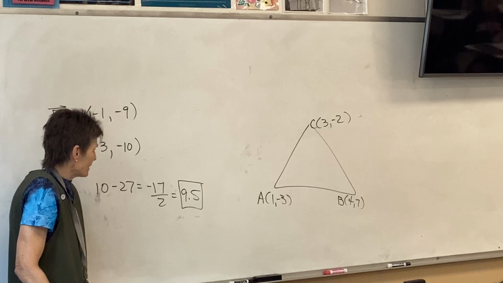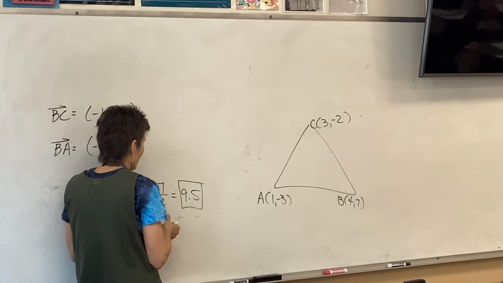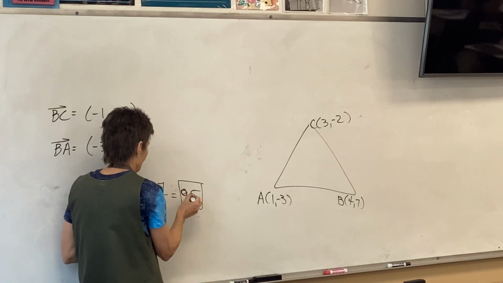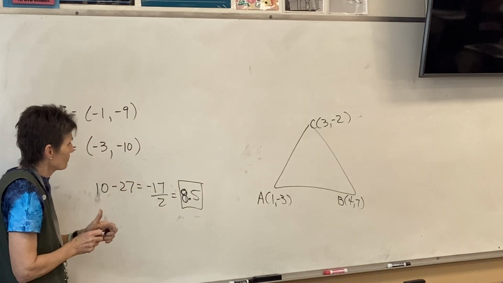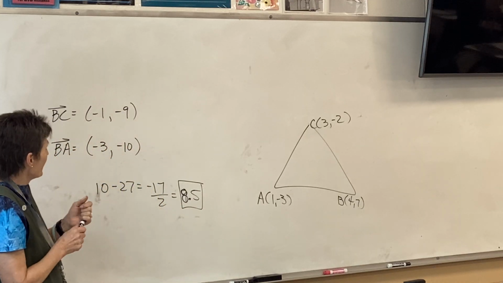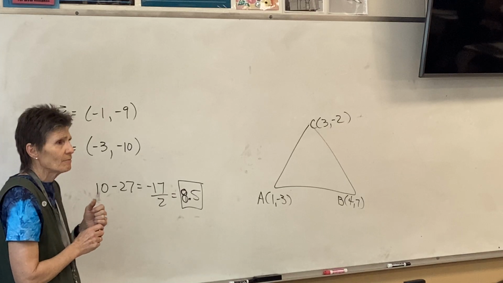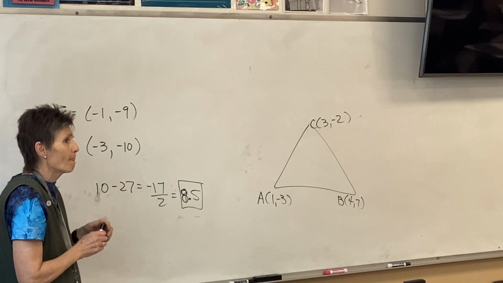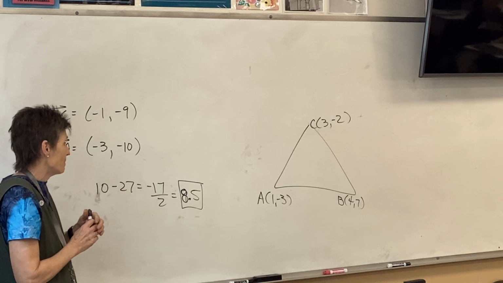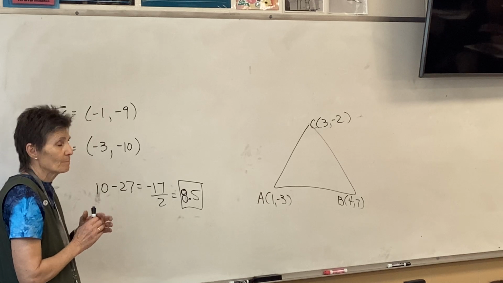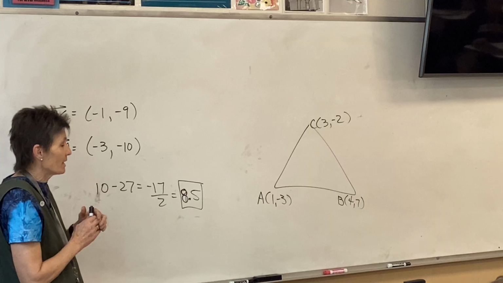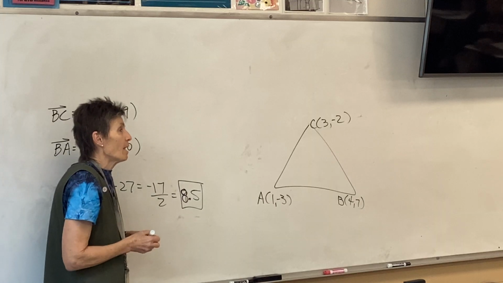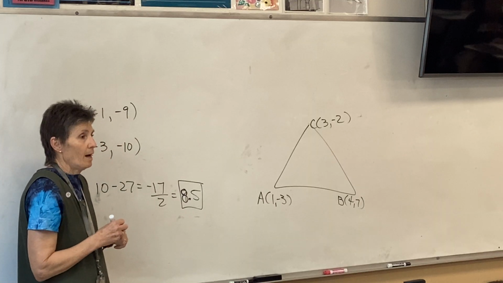Isn't that 8.5? I should have gotten 8.5. Well, 1 to 4 is 3, not negative. Did everybody get 8.5, not 9.5? Do you want it in fraction form or decimal? Yeah, it's 8.5. All right, let's try this.